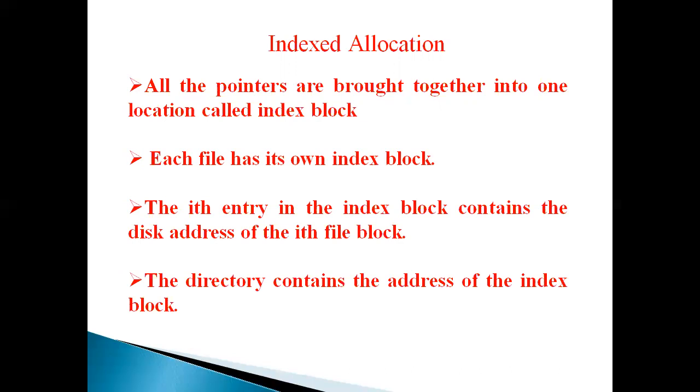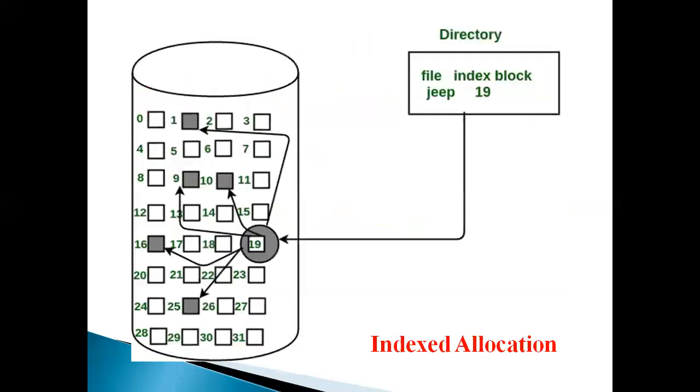So the index allocation consists of a directory, which contains the address of the index block. So that is the index allocation. We will see the images of index allocation. This is the disk and this is the directory. The directory consists of the name of the file and the index block. This is index block number 19. In block number 19 it consists of all the pointers. What are the pointers? What are the blocks it points to?